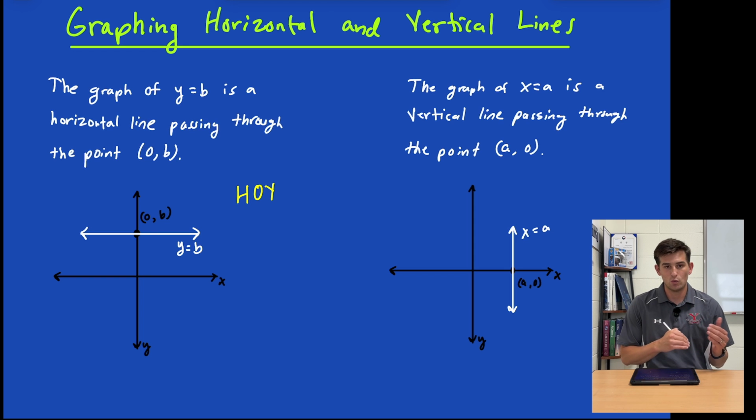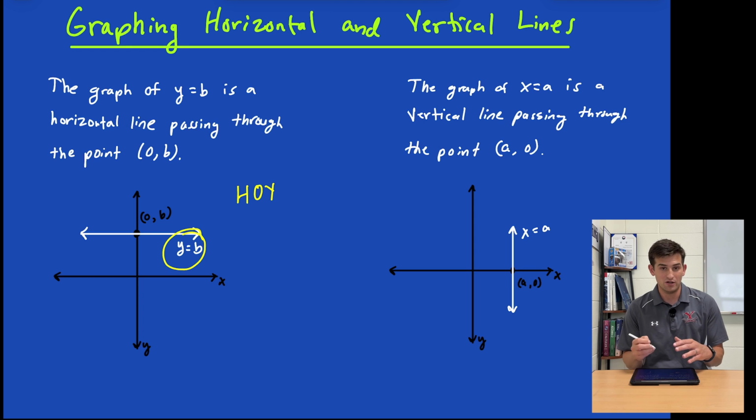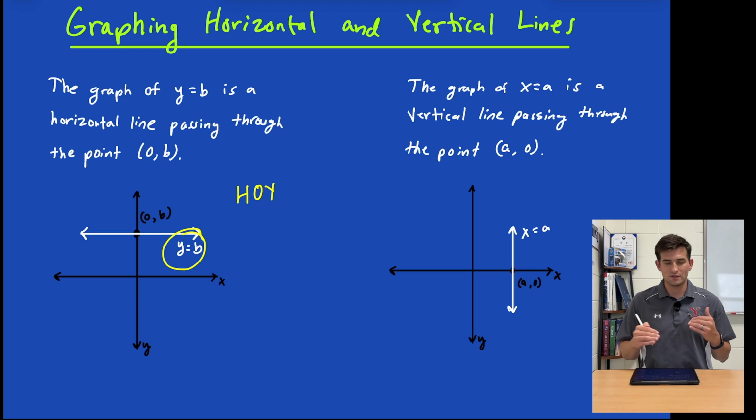And then the last letter, y, tells me what the equation should look like, which in this case is y equals a number. So if I see y equals 2 and I'm supposed to graph that, I should be thinking, oh, HOY, y equals a number, horizontal line through that number. And if it ever asks me what the slope of that line is, then we can say the slope is 0, okay?